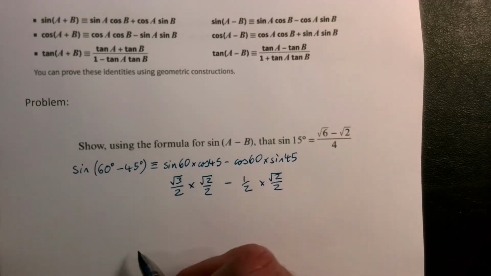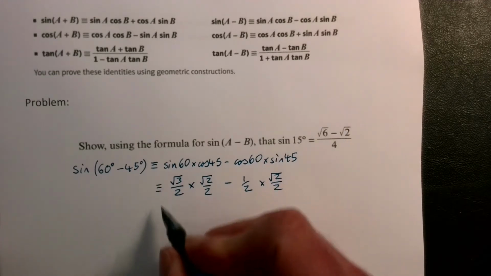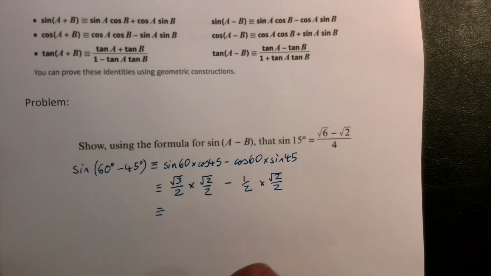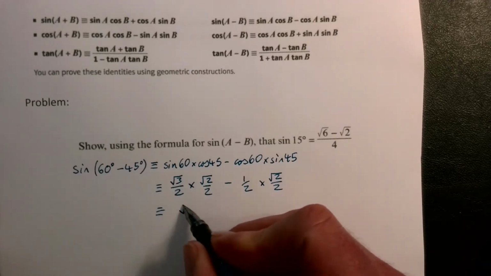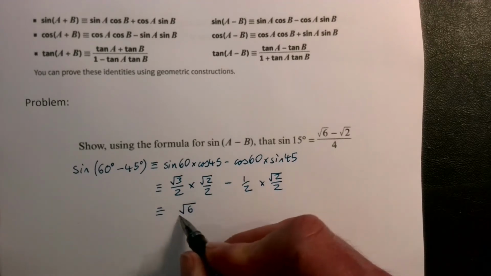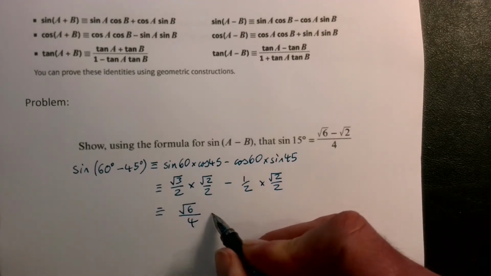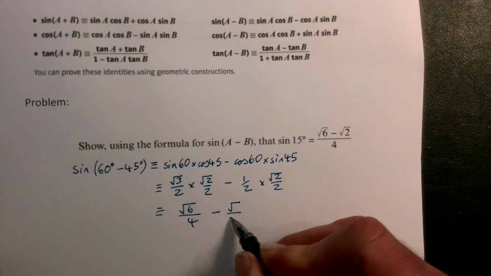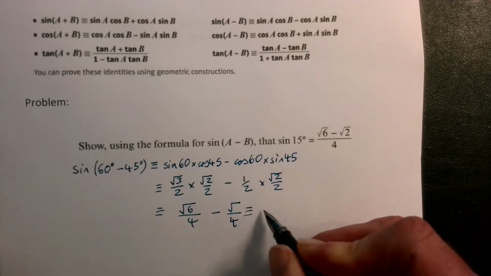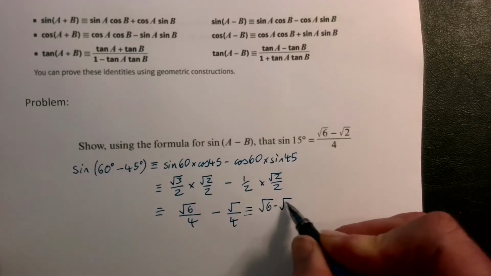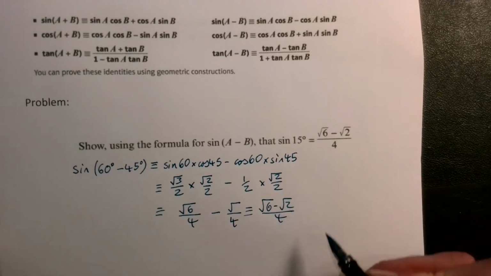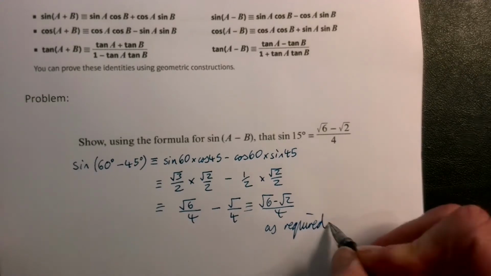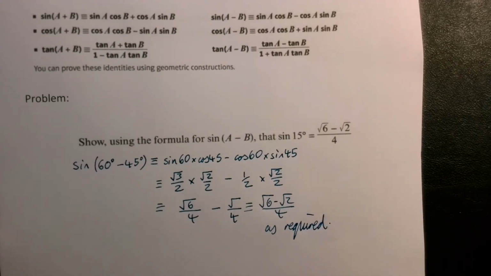And now all we need to do is work these through. So that's going to become root 3 times root 2 is root 6, and that's all over 4. And then if we multiply 1 by root 2, you get root 2. 2 times 2 is 4, and that is the same thing as root 6 minus root 2 over 4, which is what we were asked to do in the beginning. So we can just put as required, and that's that one done.